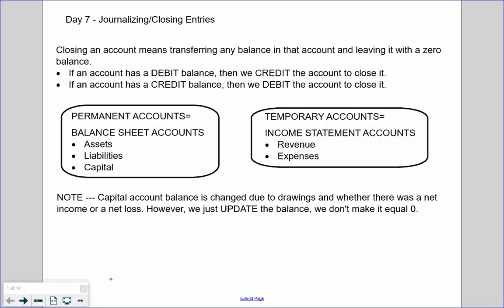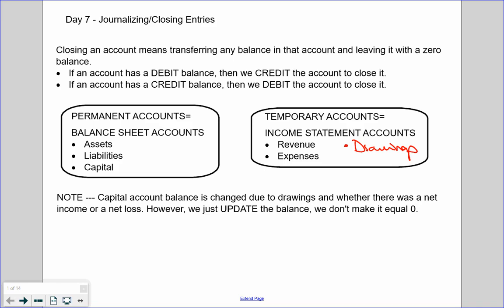Essentially, you've got two types of accounts. You've got your permanent accounts and you've got your temporary accounts. The permanent accounts are assets, liabilities, and specifically the capital account, so the owner's investment in the company. Your temporary accounts are your revenue, expenses, as well as drawings.